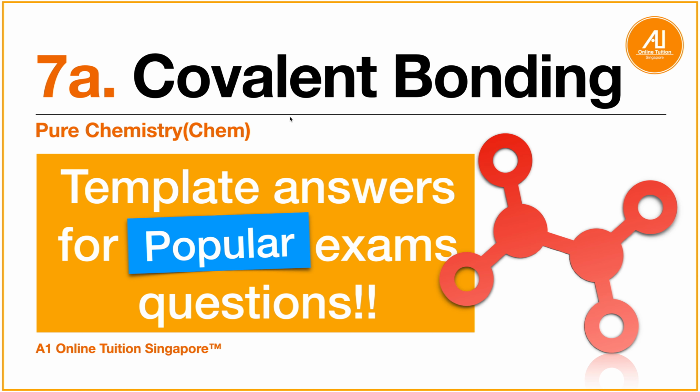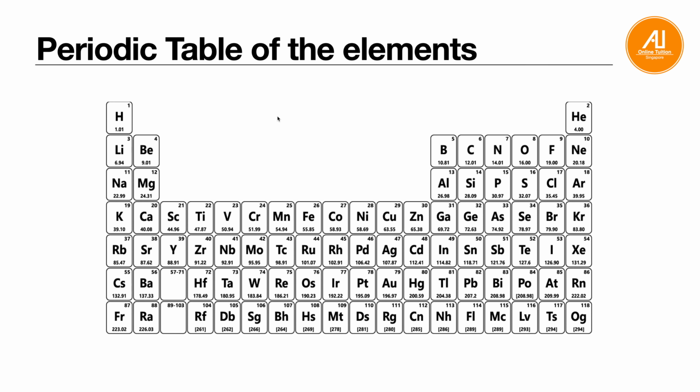Covalent bonding. First, this is your periodic table, so I'll just repeat again. Any element in group 1 will be +1, the charge for the ion. Group 2 will be +2, group 3 will be +3, group 4 will be +4, then group 5 will be -3, -2, -1, and group 8 will be 0.